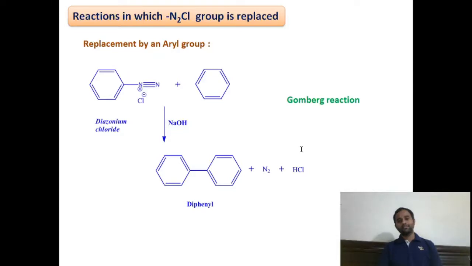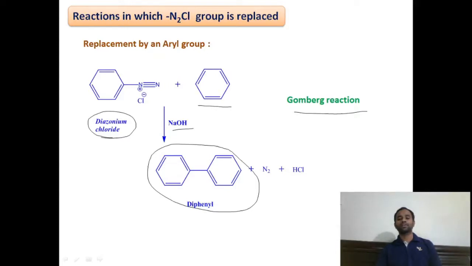This is another important reaction in which we can replace the N2Cl group by the aryl group. This is a named reaction, that is Gomberg reaction. In this, benzene diazonium chloride, by treating with benzene in alkali medium, that is sodium hydroxide, we will get diphenyl as the compound, right? This is a named reaction, Gomberg reaction, in which we will get diphenyl as the product.